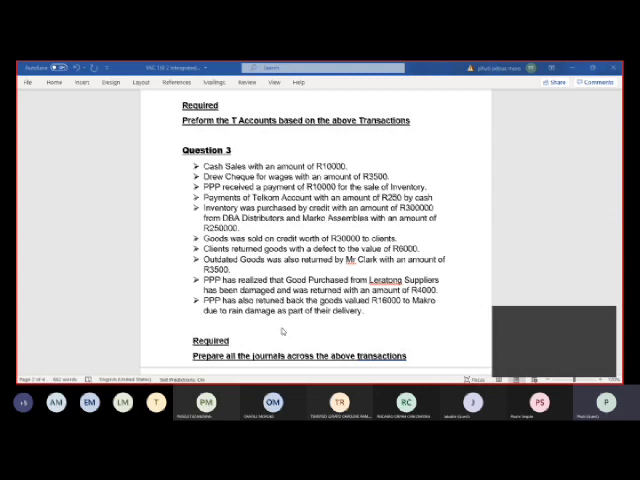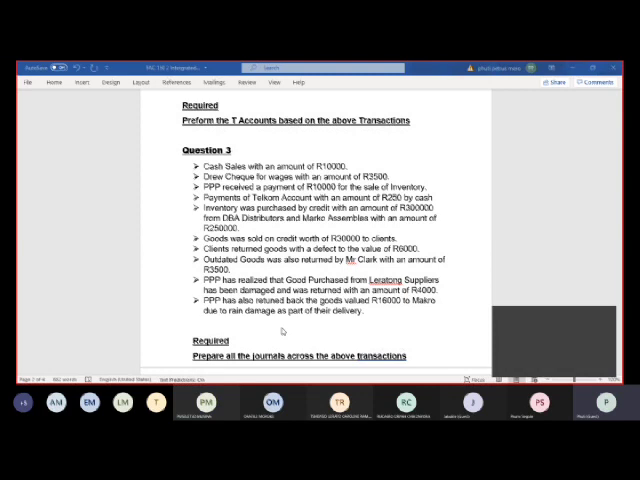Next transaction. Clients return goods with a defect to the value of 6,000 rand. What do you do on this? Return journal. I think it's purchase. Sales returns journal. And then how do you record that? As trade receivable less VAT output. So the whole amount will go under trade receivable, and then less VAT will go under sales returns. Yes, that's quite correct.